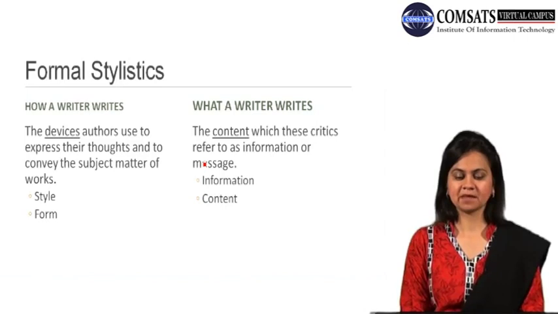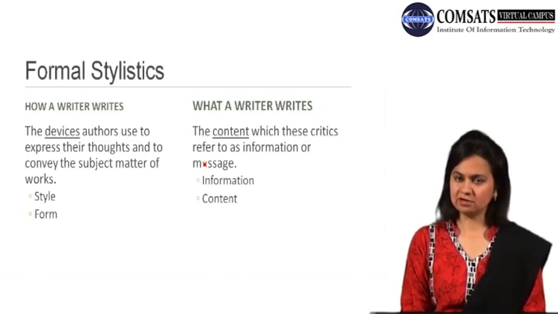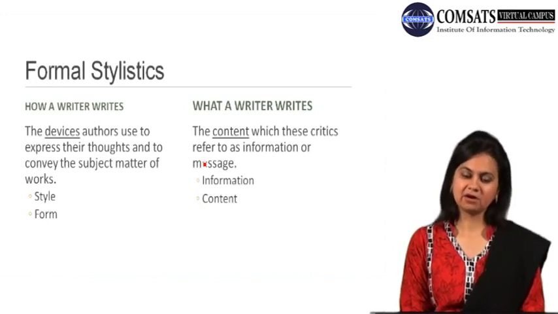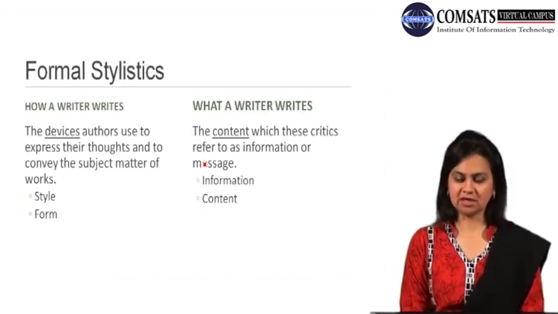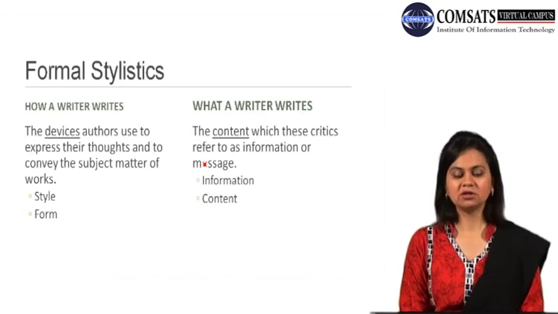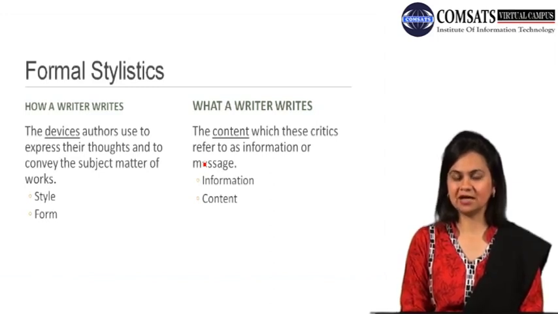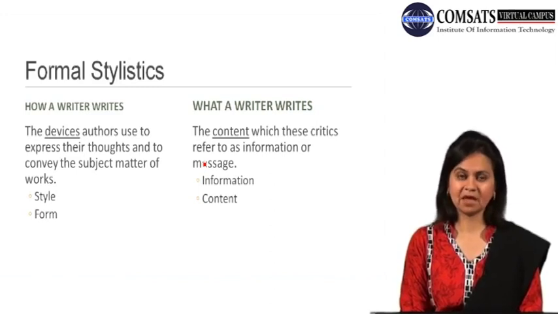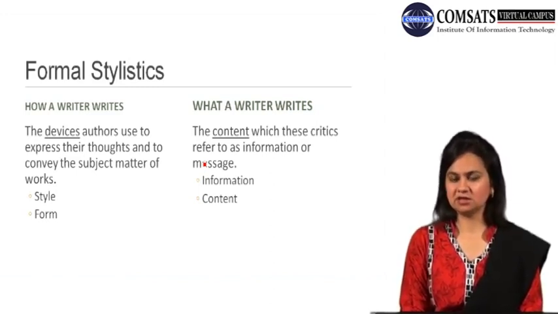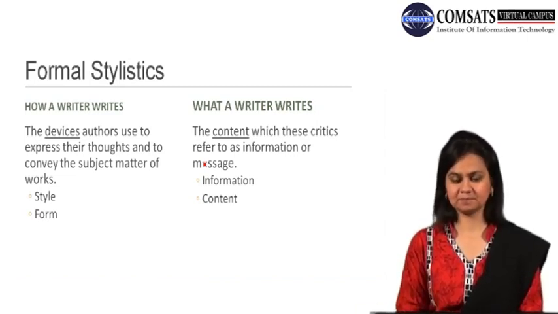So, how is the style and form of a work. On the other hand, what is the information or the content of a work. How a writer writes is his use of particular language, devices and stylistic choices. What a writer writes is the theme, content, subject matter, ideas, information that he conveys.